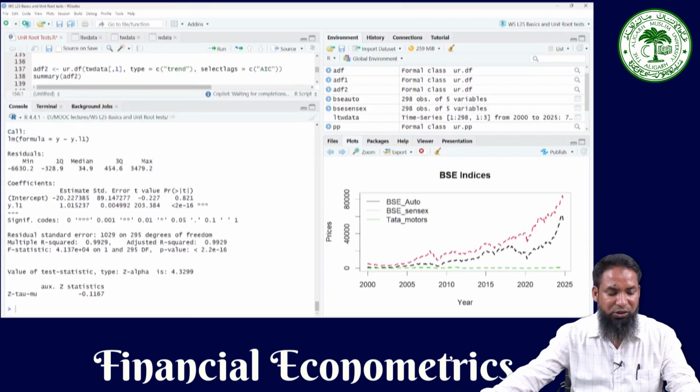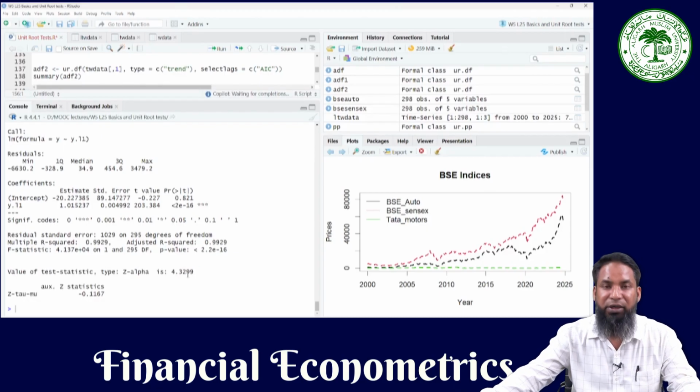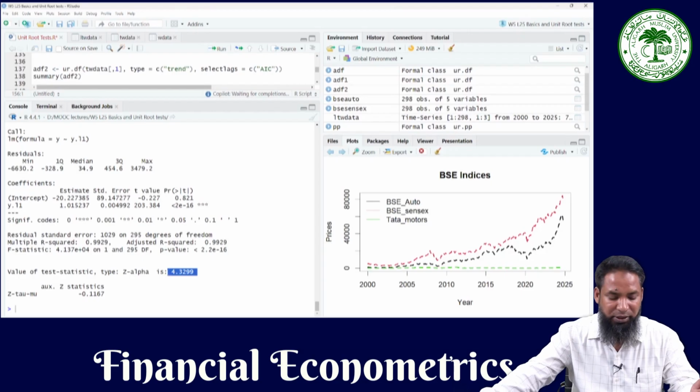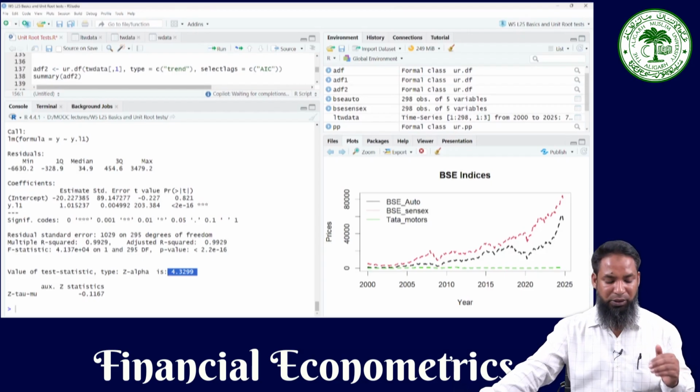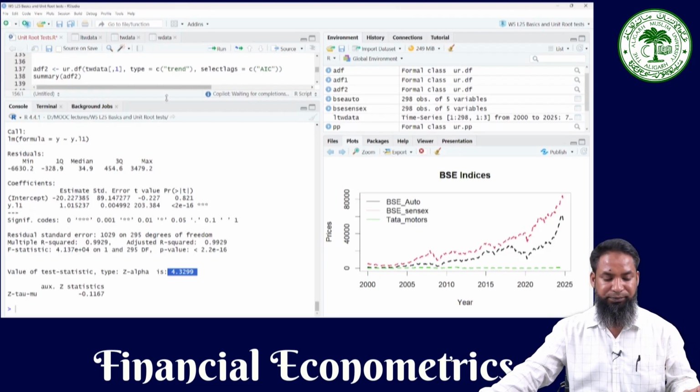So here you can see these results. Again we have the three parts. Basically we are concerned with the last part here. It is saying Z alpha is 4.3299, and the Z statistic, Z tau mu, is minus 0.1167. Again the same rule: only if it is more negative can we reject the null hypothesis. However, it is not negative, so we are not able to reject the null; we are accepting the null. Accepting the null means the series is non-stationary. So we are getting a similar result as in the ADF test.